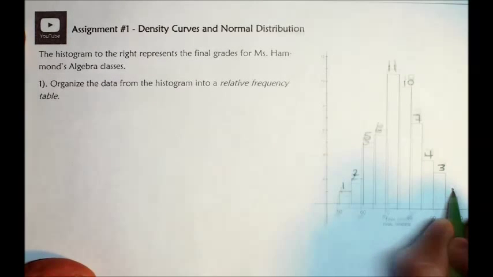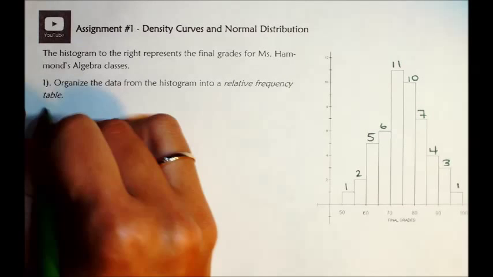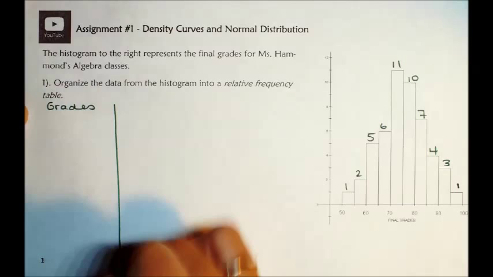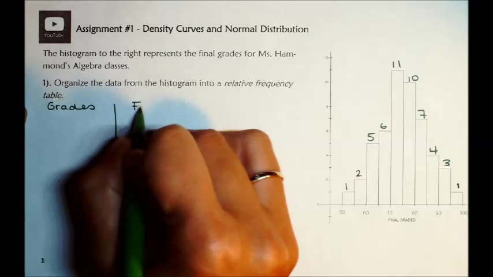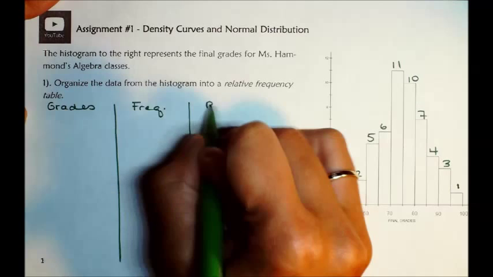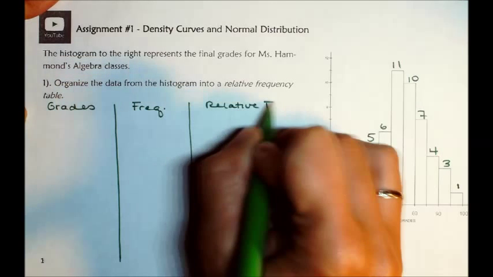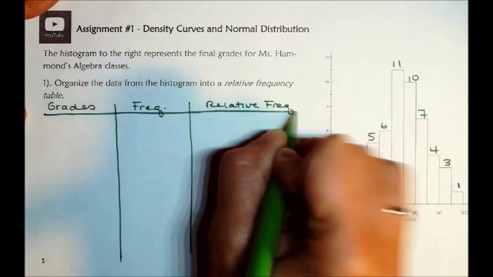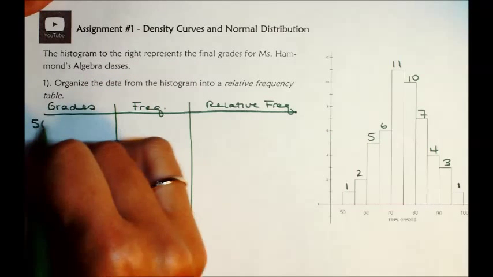Alright, and now we're going to make our table. So we're going to set up with our grades. These are going to be our intervals, and we have our frequency, and we have our relative frequency. So our first bin in the histogram is 50 to 55. Remember, not including 55.